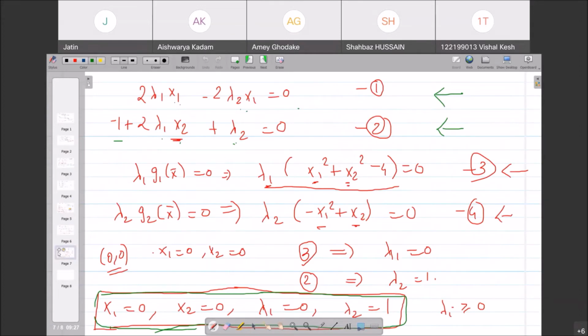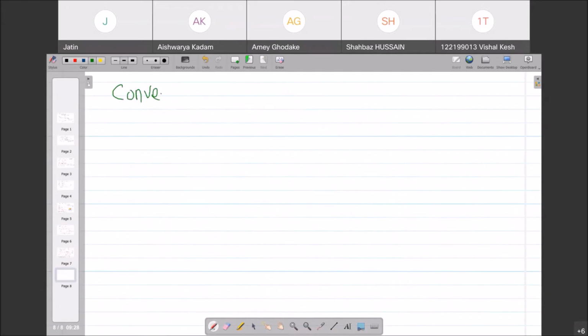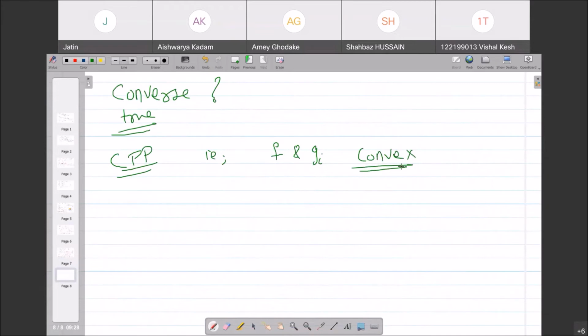Sir, if this test is not giving us the minimum optimization point, then why are we using this test? So if you have a point that is an optimal point, then these conditions are indeed satisfied, but the converse is not true. When is the converse true? So the answer is, if your problem is a convex programming problem. That means if your f and gi's are convex functions, then the converse is also true.